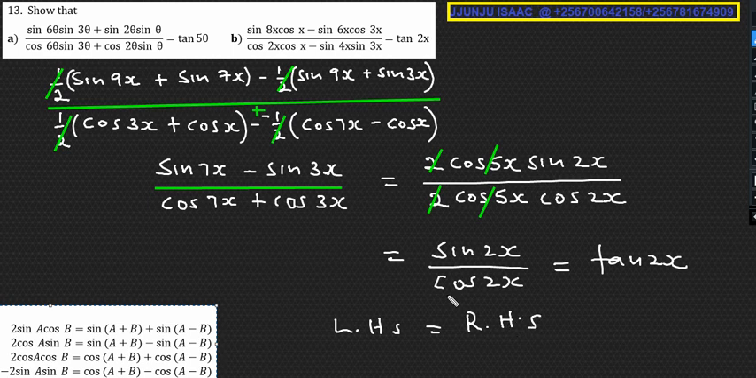So the left hand side is equal to the right hand side. So that is how we do such numbers. Please do much practice on the factor formula. It is very important to know it. It is applicable in so many questions. Thank you.